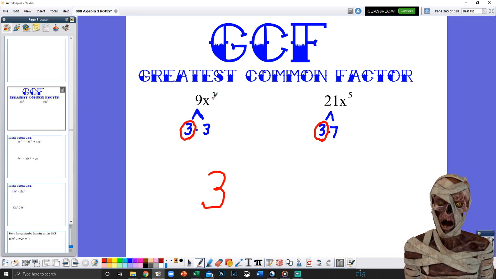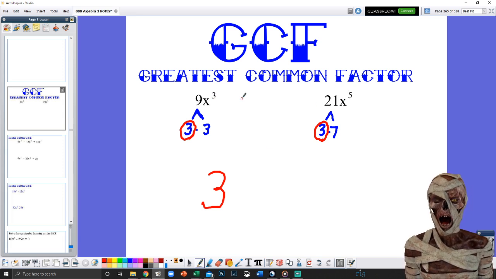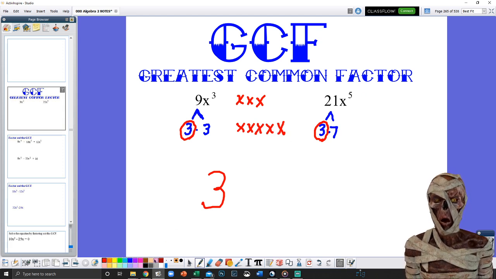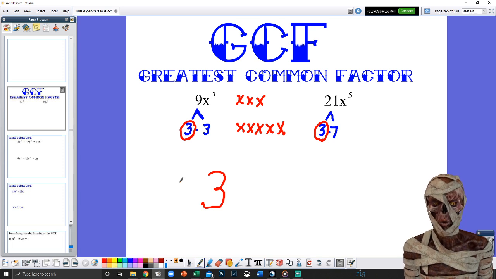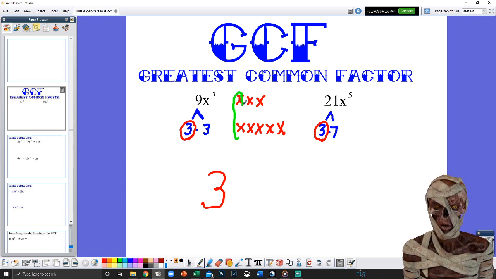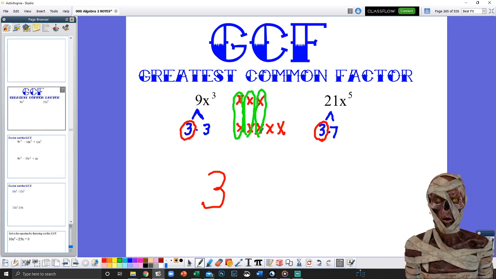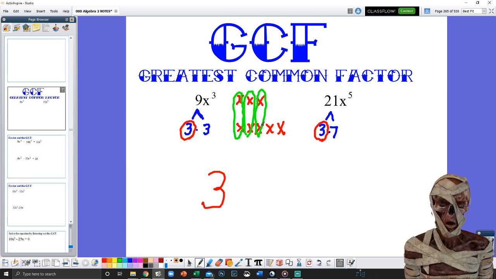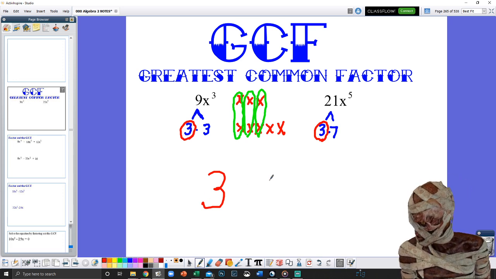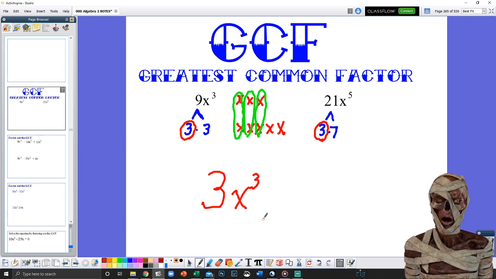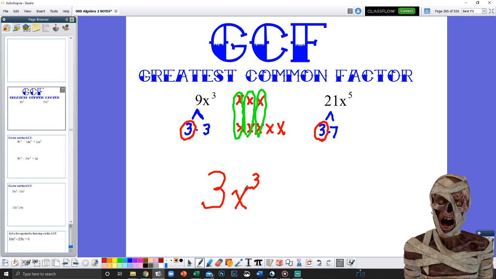Okay, now I have x cubed and x to the 5th. Let's think about this. We're looking for what they each have in common. So there's that one. Here's the x to the 5th. They're all touching because they're multiplied. All right, and we're seeing what do they all have in common. So let's circle what they have in common. There's an x. There's another x, and there's another x. So they have x times x times x in common. So instead of writing out x times x times x, I could just write x to the 3rd power. That's it. My GCF is 3x to the 3rd power.